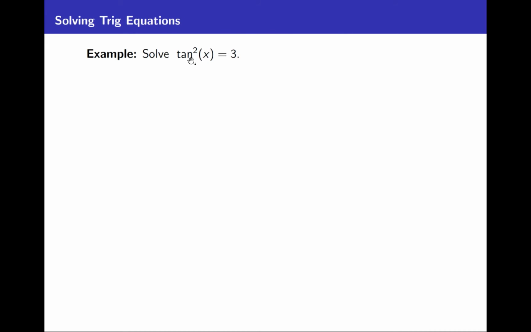For this one, it's kind of like solving a quadratic, and often you can solve quadratics by factoring. You get a 0 off to one side and you try to factor and reason from that. Let's try that approach with this one. We're trying to solve tangent squared x equals 3. So let's get a 0 off to one side by subtracting the 3 from both sides. And the tangent squared x minus 3 looks a lot like a difference of two squares, doesn't it? And we should be able to factor that. And in fact, it factors like this.